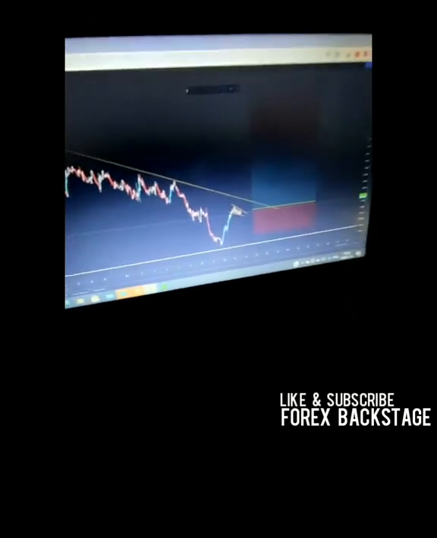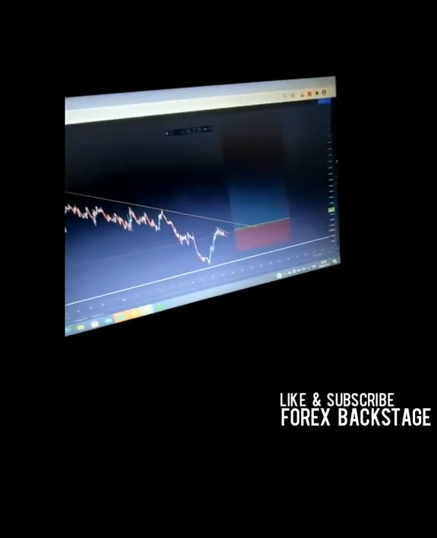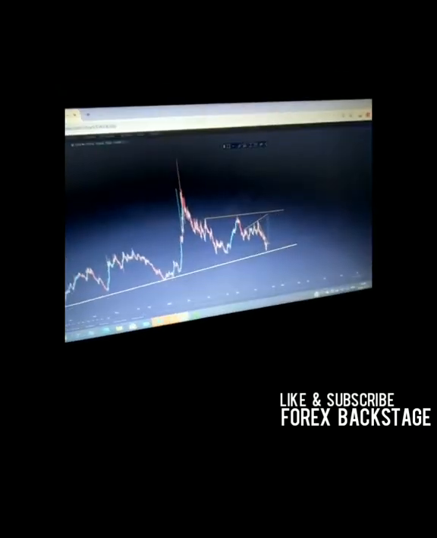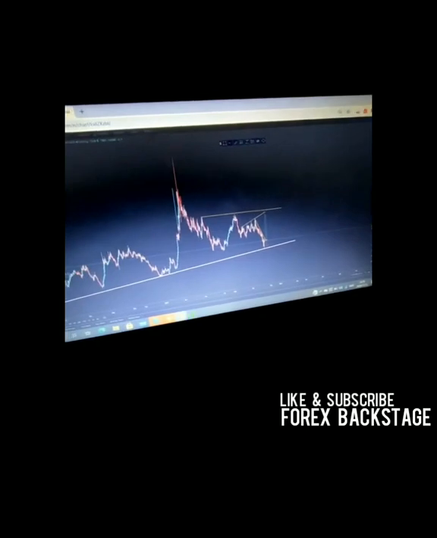Okay, I had EURNZD. Let's see, I had it on my trading journal. Now I have it, so I'm not going to analyze it. Let me check another one.